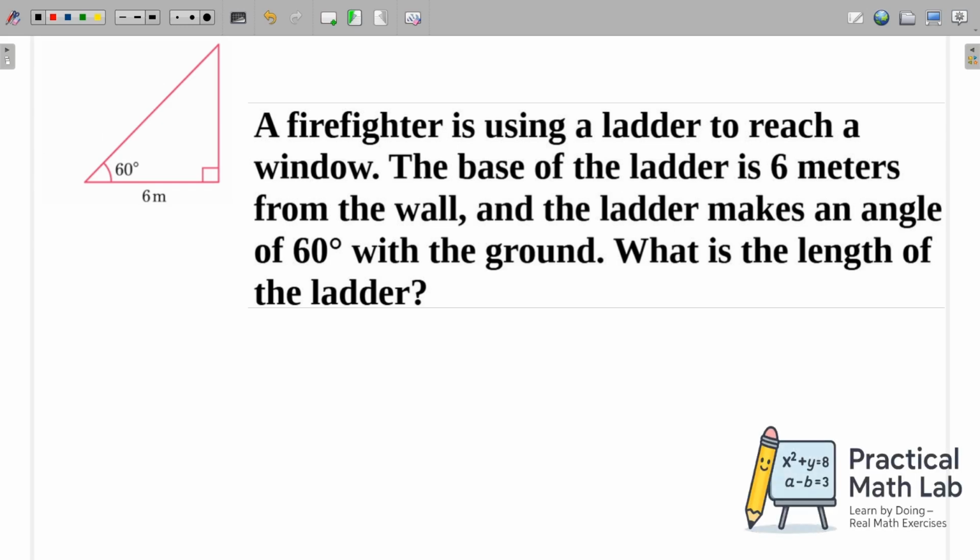Today we're going to solve a trigonometry problem applied to a real-life situation.